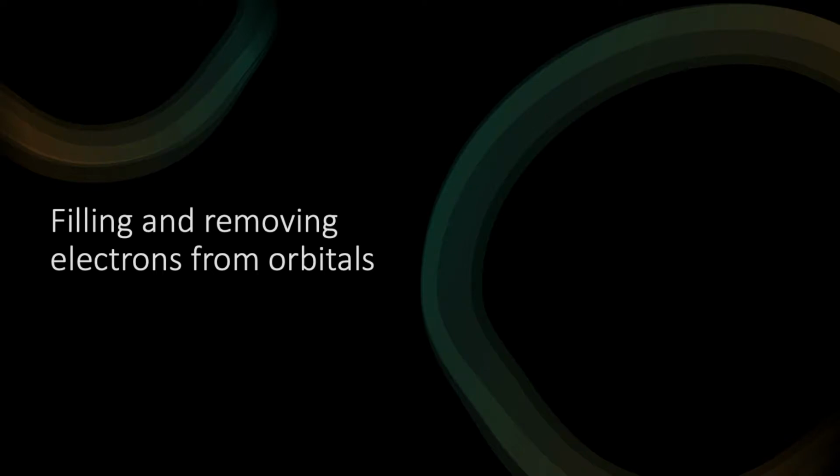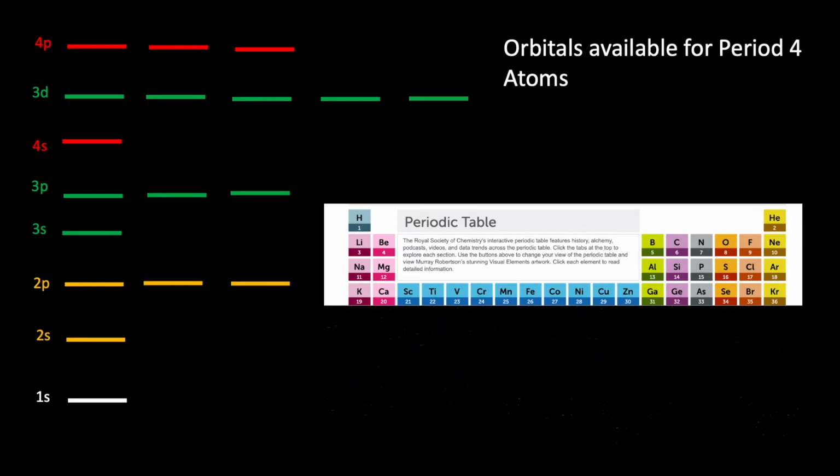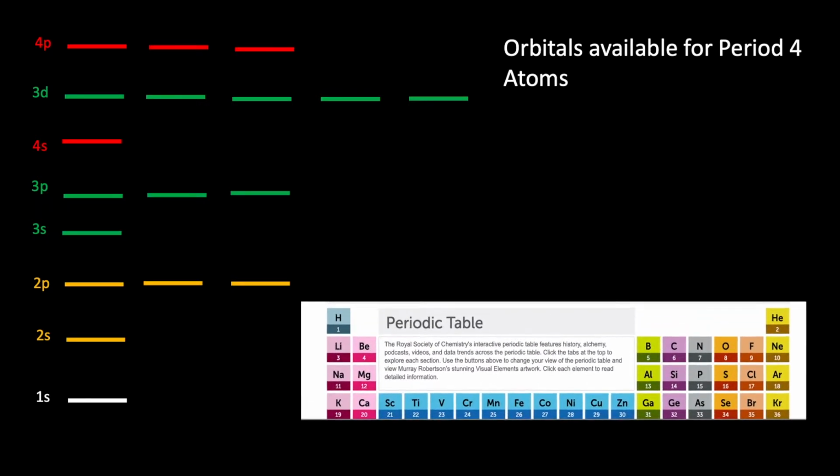So let's consider how we fill and remove electrons from our orbitals. Let's have a recap and look first of all at the orbitals available for period 4 atoms. Period 4 means we just go up to krypton, and those are the orbitals we have. Krypton, all of those would be full. So let's try putting some of our electrons into those orbitals.